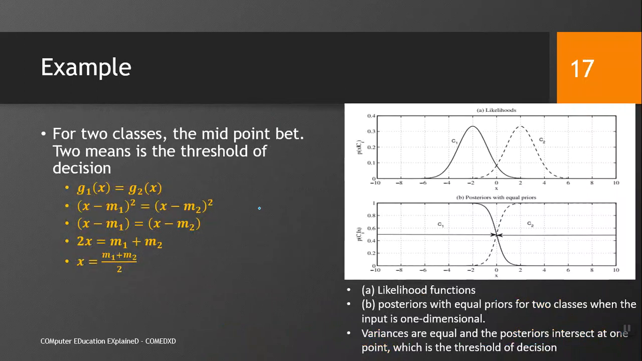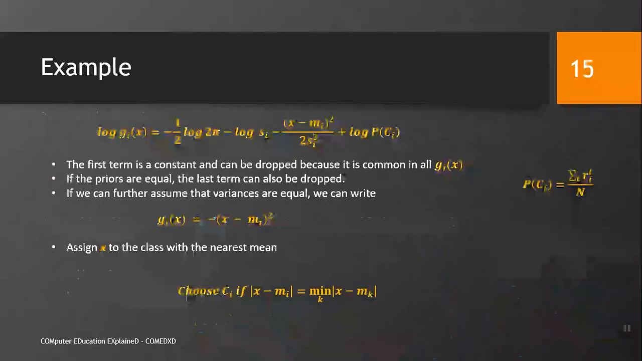Now we look at an example. For 2 classes, the midpoint between the 2 means is the threshold of dissonance. If we are working with 2 classes, for example, we have g1(x) and g2(x). So we will have for g1(x), x minus m1 squared, and for g2(x) we will have x minus m2 squared. That has been taken from here, right. We have derived this formula, so we are using this formula in that slide.